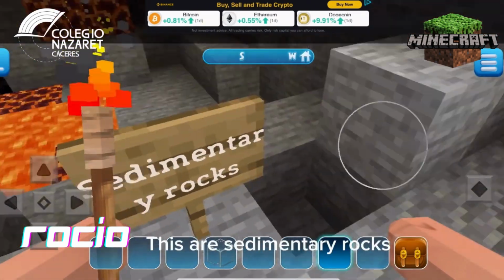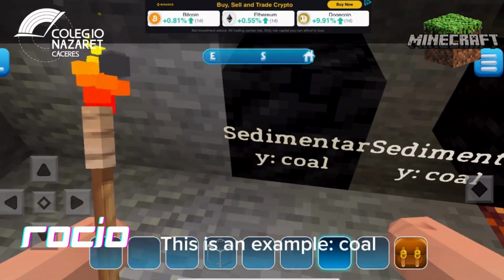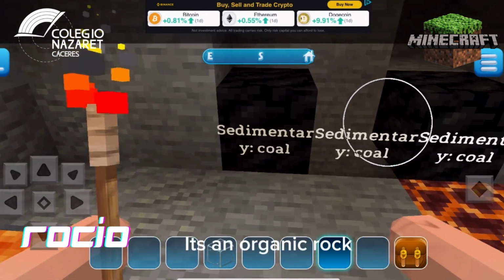We are going to talk about rocks. Okay, these are sedimentary rocks. I'm going to explain sedimentary rocks. This is an example: coal is an organic rock.